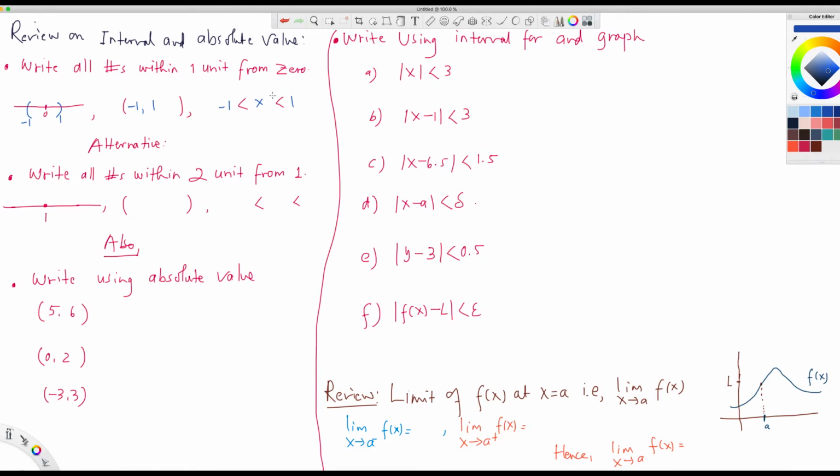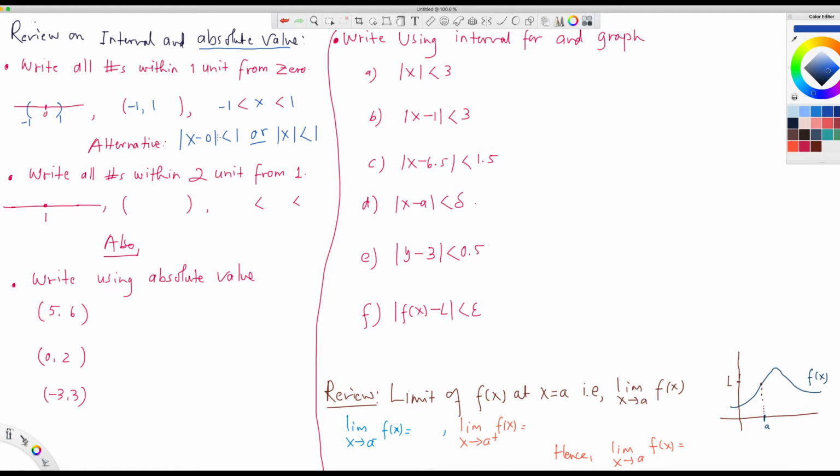But there is an alternative way using the absolute value. How do you write that? You write within 1 unit from 0 is x minus 0 is less than 1. This is what you write. Or in other words, you can write mod x is less than 1. For absolute value, some people like to write or call it mod, but most of the books use absolute value. This is what we call it, okay? Absolute value of x minus 0 is less than 1, okay?